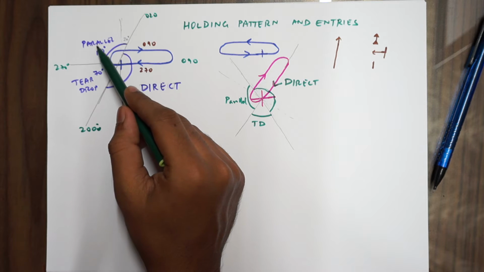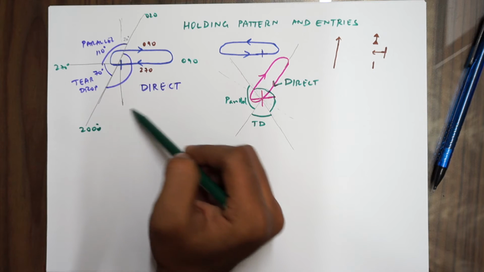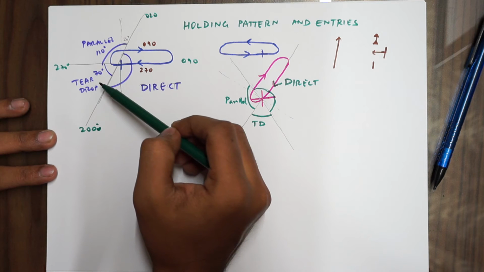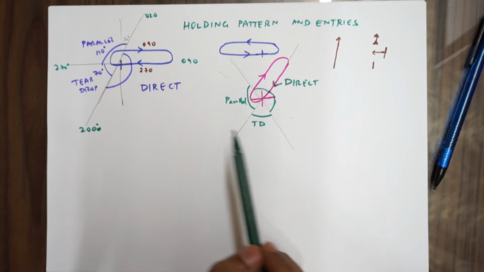Okay, so what happens here is, if you are in a radial zone between 020 and 270, you will do a parallel entry. If you are in 020 to 200, you will do a direct entry, the whole thing. If you are between 200 and 270, that is a 70-degree difference, you will do a teardrop. Similarly, here also the same will apply.